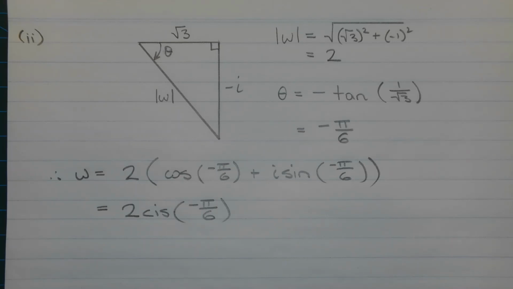So in modulus argument form, w is equal to 2 times (cos(−π/6) + i sin(−π/6)). And in abbreviated form, that can be written as 2 cis(−π/6).